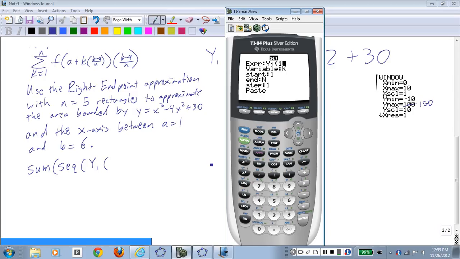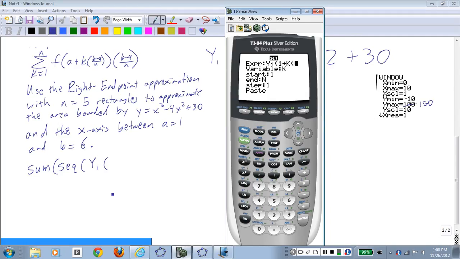because a equals 1, plus, now I'm going to go with k, because k is the index of summation. K is going to go from 1 to 5, because there are 5 little subintervals. K is going to be 1, k is going to be 2, k is going to be 3, so I'm just going to put in the letter k. Now for the letter k, I need to press alpha, followed by, where's the K? It's the left parenthesis right there. So the K. And then an open parenthesis.